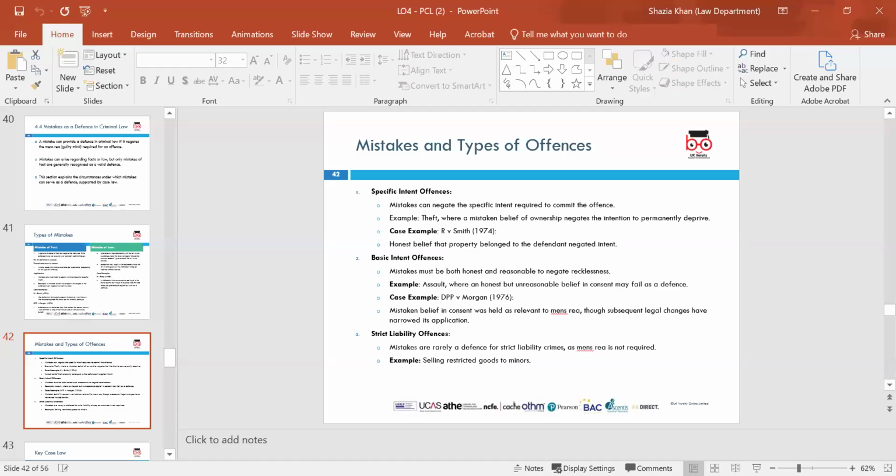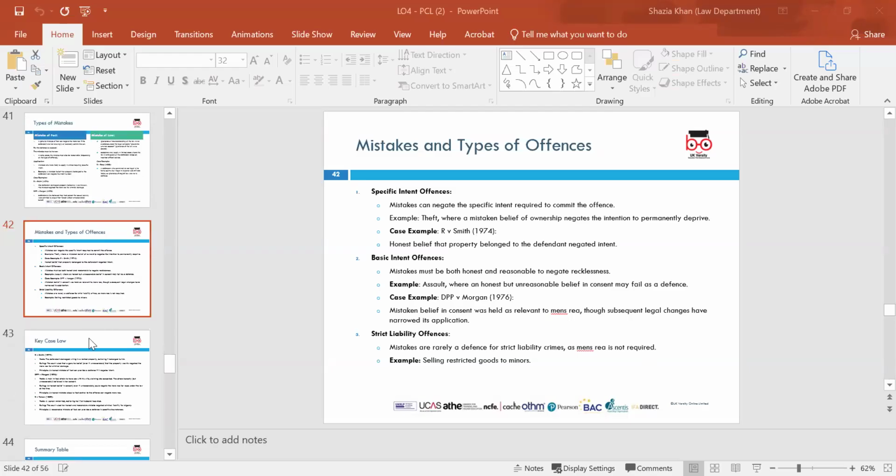Mistakes and types of offences. So you've got mistakes, you've got special intent offences. Mistakes can negate the special intent required to commit the offence. In the case of R v Smith, an honest belief that the property belonged to the defendant negated intent. You've got basic intent offences. Mistakes must be both honest and reasonable to negate any sort of recklessness. A case of DPP v Morgan. And strict liability offences, where mistakes are rarely a defence for strict liability claims as mens rea is not required. An example of that is selling restricted goods to minors.